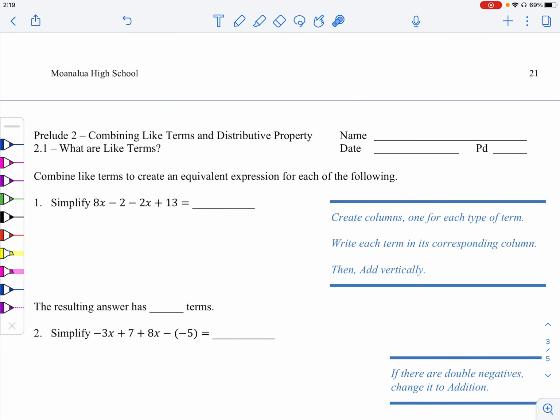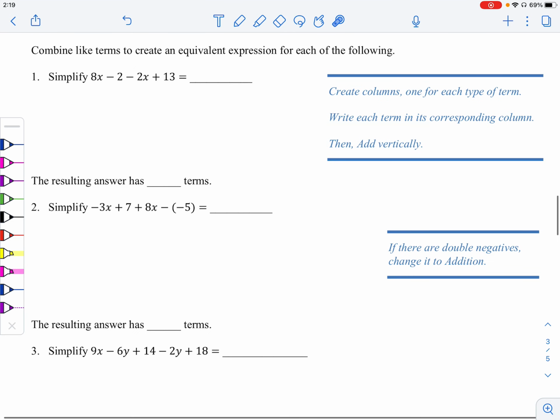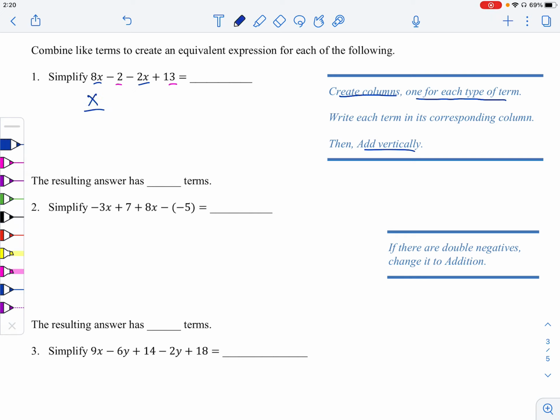Okay, so let's look at number 1. Combine like terms to create an equivalent expression for each of the following. We're going to create columns, one for each type of term, and then add vertically. Okay, let's see what we have. So we have x's and we have numbers. I want to make my x column here. And then we have numbers. Let's do our numbers right there.